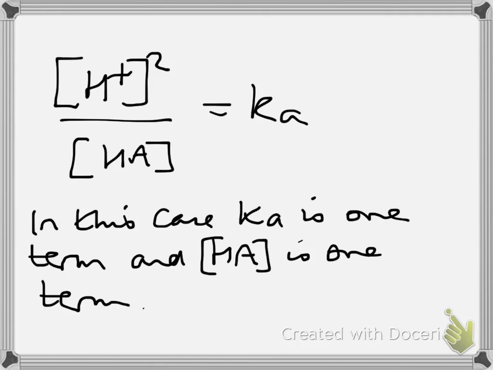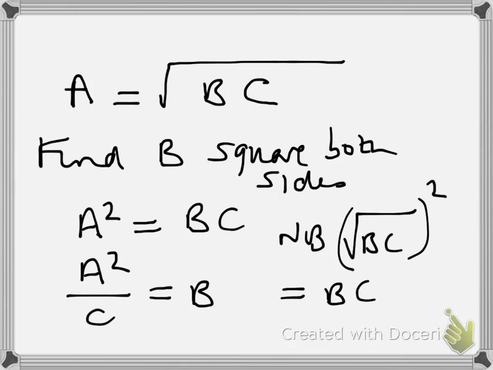In this case, Ka is one term and HA is also one term, so probably to simplify it, we can just use A, B and C letters so we get the same idea. So if A equals square root of B times C, find B, you have to square both sides. So first of all, A becomes A squared, and the square root of BC becomes BC, as you've squared the square root. So in this case, you'd have A squared divided by C equals B.